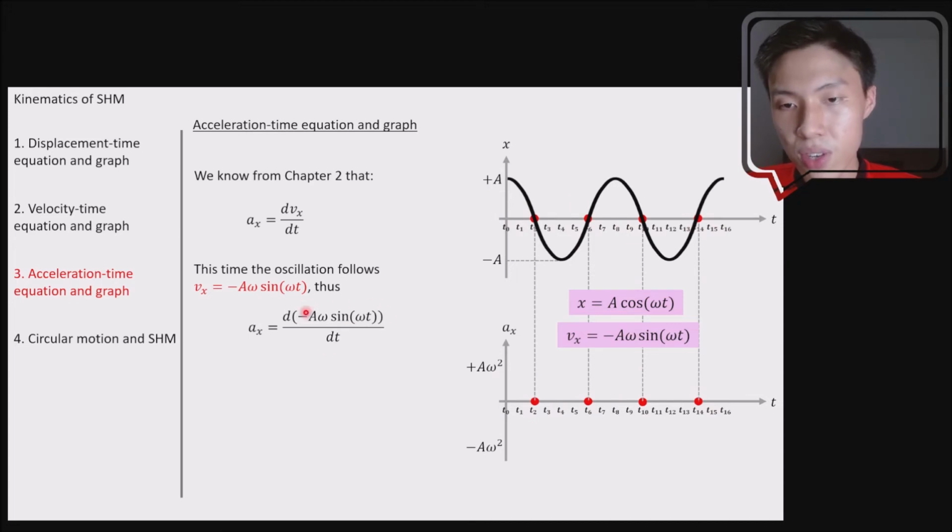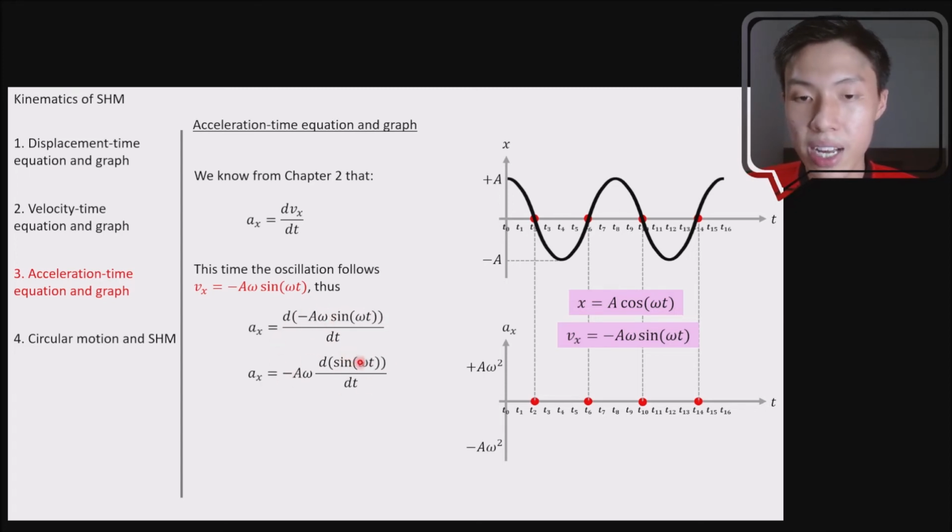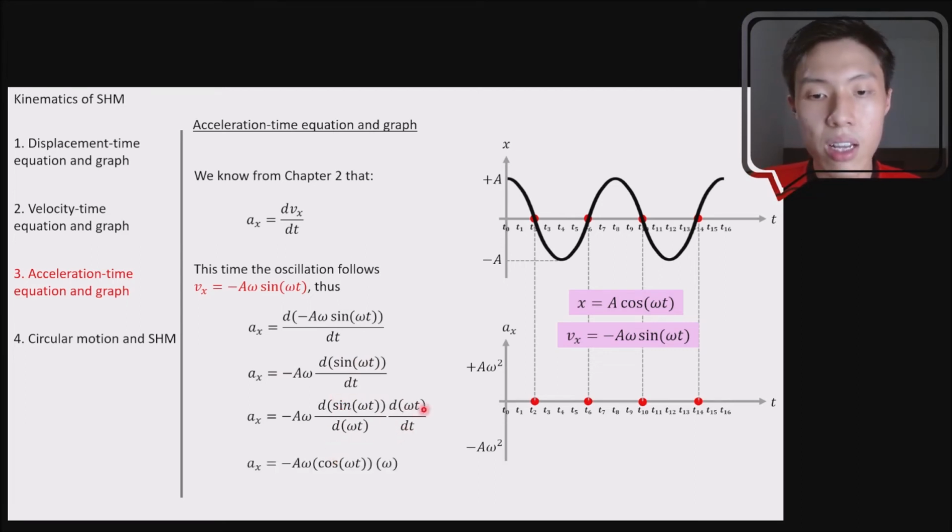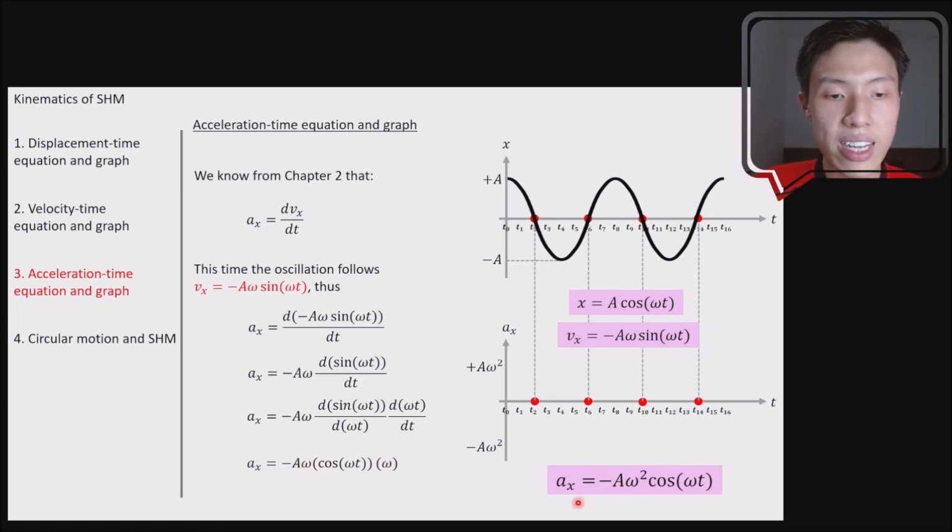Okay, if you substitute in negative A omega sine omega t inside, you can bring out the negative A omega because these are constants. Now we want to differentiate sine omega t, you have to break it using the chain rule. So it becomes d sine omega t divided by d omega t, d omega t by dt. Okay, so for this part, sine differentiates to become cos, and omega t differentiates, you get omega. So now if you rearrange your equation, you will see that a_x is equal to negative A omega squared cosine omega t. So you should expect this graph over here to have a negative cosine shape. So it's a vertical flip of this graph over here. This is a positive cos, right?